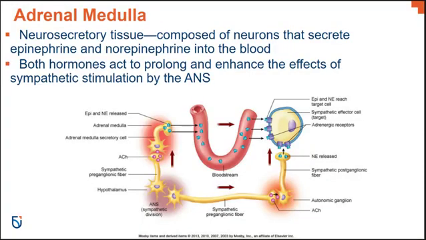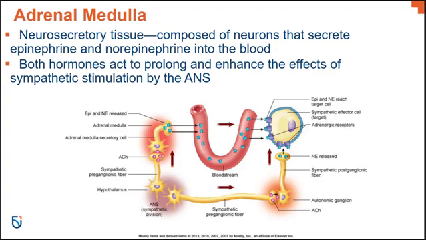The interior of the adrenal gland, you'll recall, is the adrenal medulla. And the adrenal medulla is composed of neurosecretory tissue, which is tissue that's composed, remember, of neurons that secrete their products into the blood rather than across a synapse. The medullary cells of the adrenal medulla will secrete their hormones during a sympathetic nervous system response. The hormones produced here will subsequently be released or secreted into the blood.